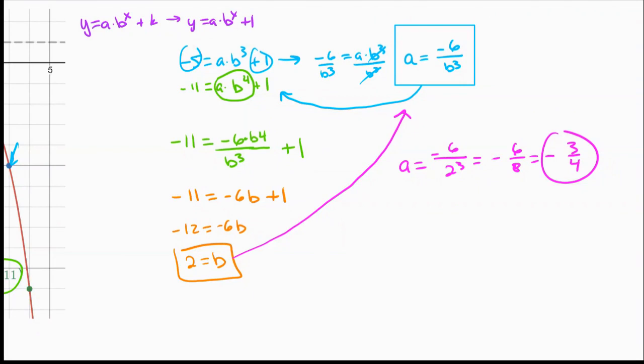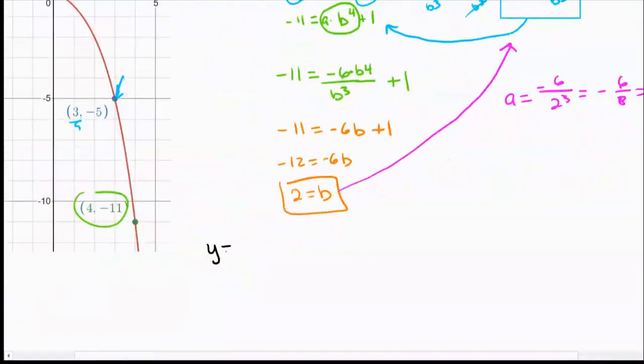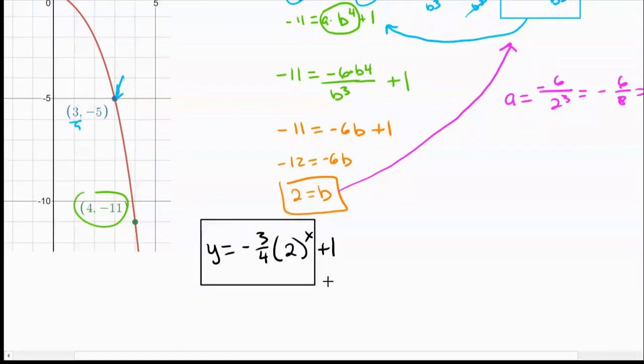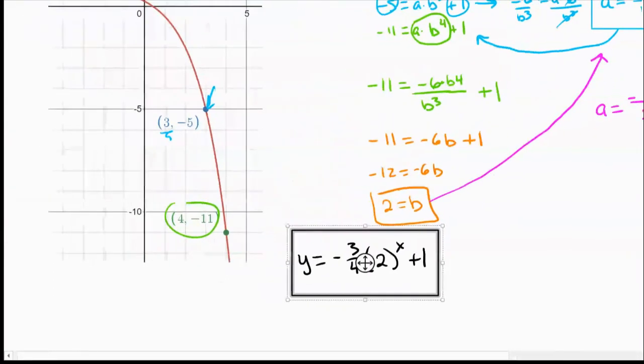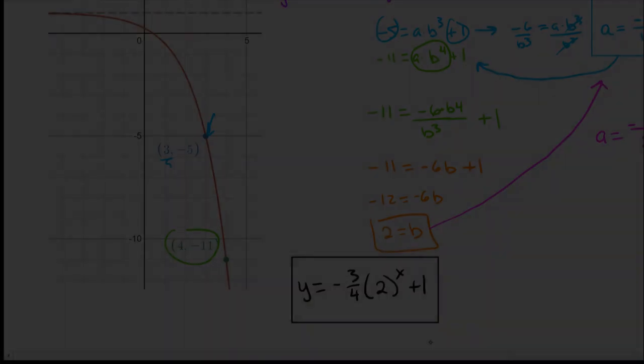So my final equation here of the graph is going to be y equals -3/4 as my a value, 2 as my b value, and 1 as my k value. And now just to double check this graph here, it makes sense that it's pointing down because I have a negative a value. My asymptote all makes sense, and I'm all finished.